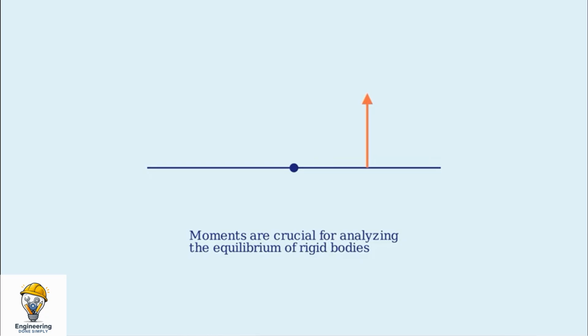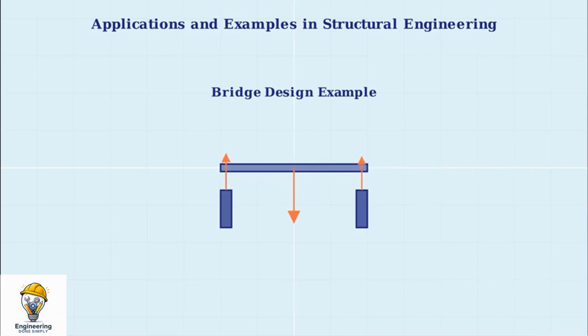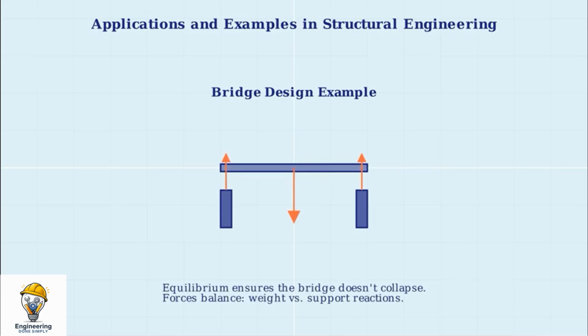Structural engineering brings together forces, vectors, and equilibrium principles to create safe, stable structures that surround us every day. Consider bridge design. A bridge beam experiences downward forces from its own weight and traffic. Support reactions push upward to maintain equilibrium and prevent collapse.